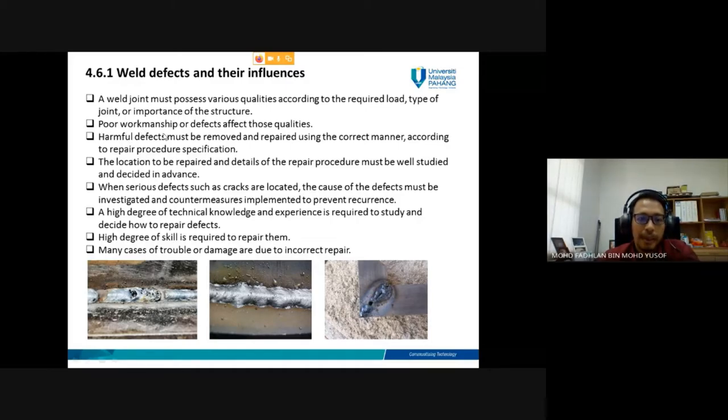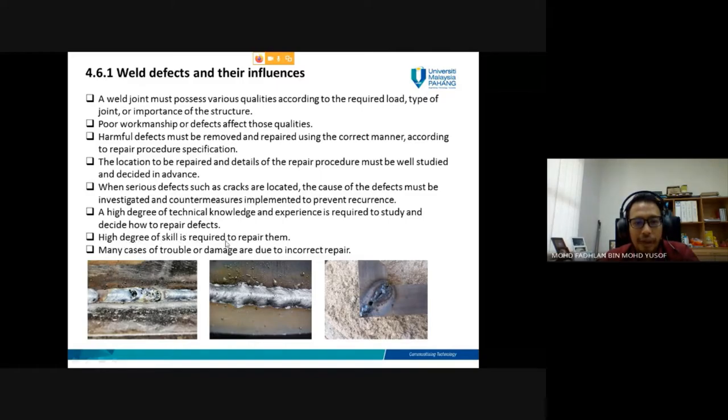So a poor workmanship, kalau kita tengok next point here, poor workmanship or defects affect those qualities. And then harmful defects must be removed and repaired using the correct manner according to the repair procedure specification. The location to be repaired and detail of repair procedure must be well studied and decided in advance. When serious defects such as cracks are located, the cause of the defect must be investigated and countermeasures implemented to prevent recurrence. And then a high degree of technical knowledge and experience is required to study and decide how to repair defects.